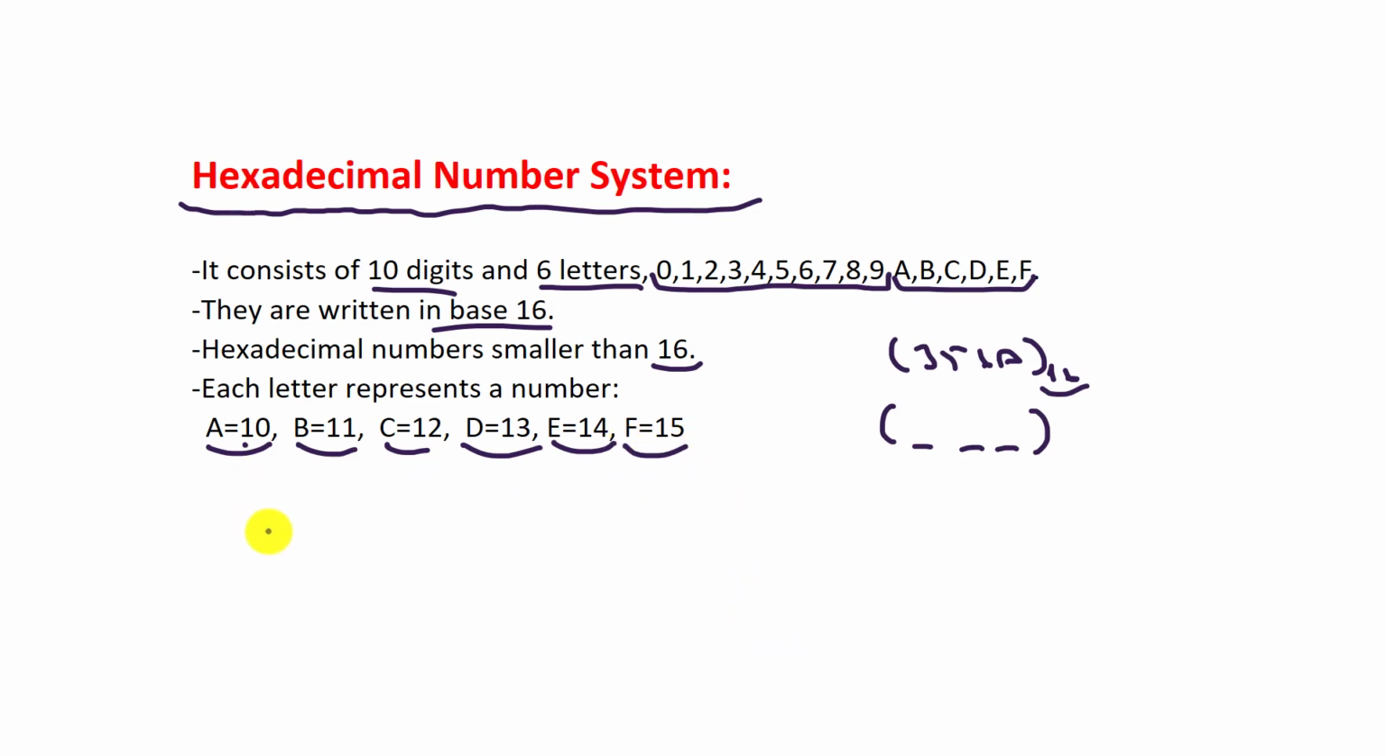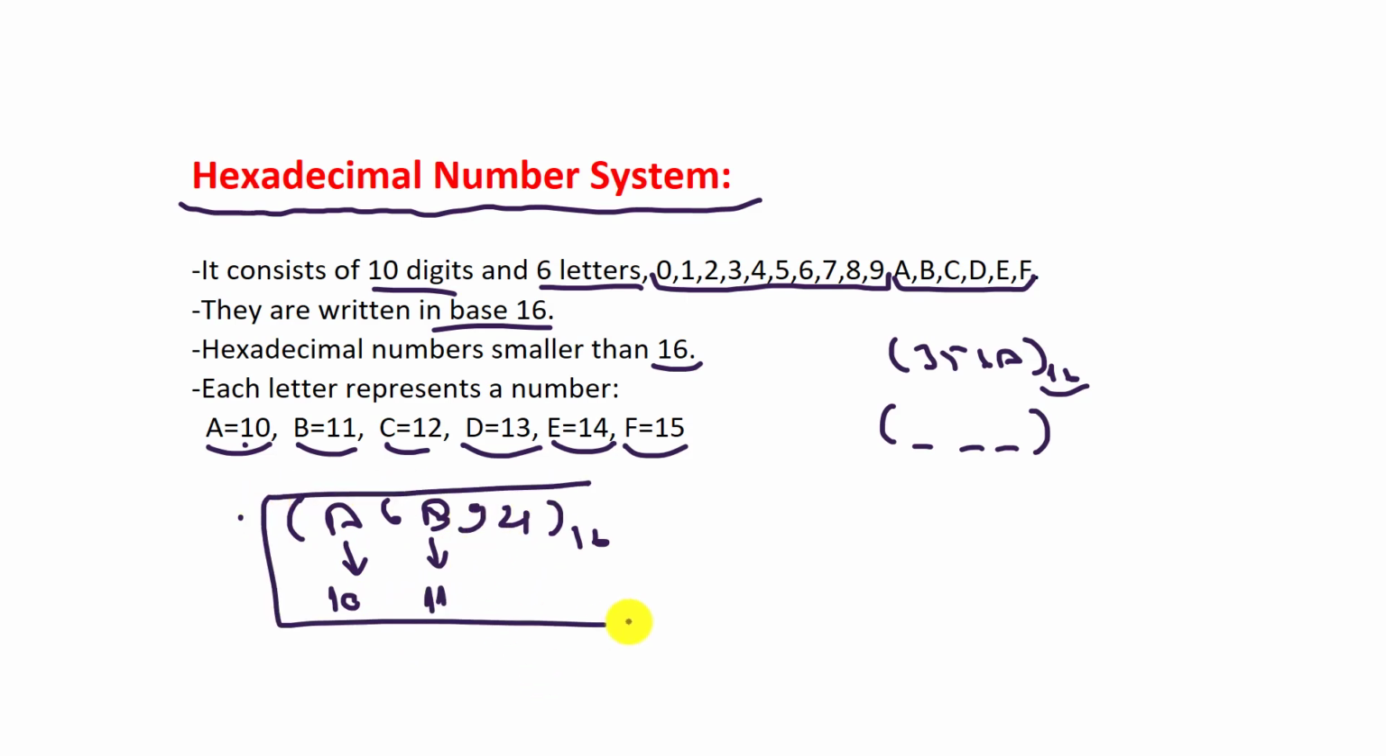For example, if you write a hexadecimal number A6B94, this is a hexadecimal number system. A represents 10, B represents 11, then 9, 4. Yes, this is the hexadecimal number system and it is written in base 16.